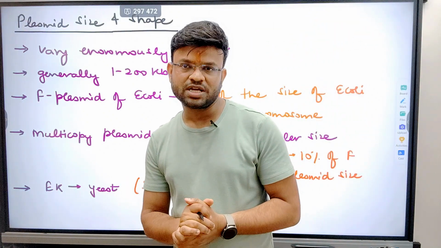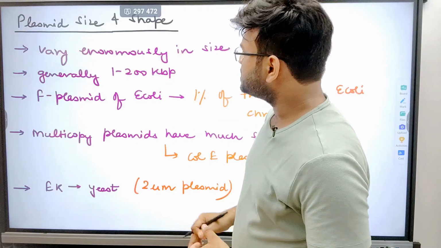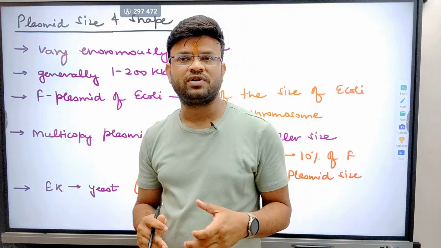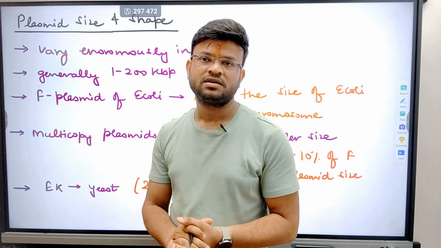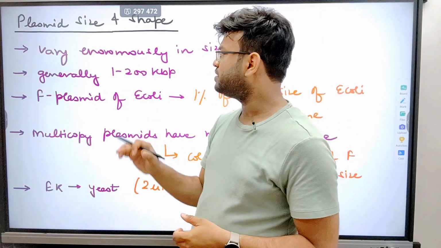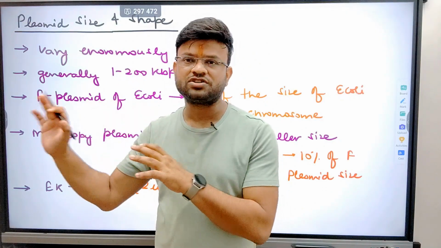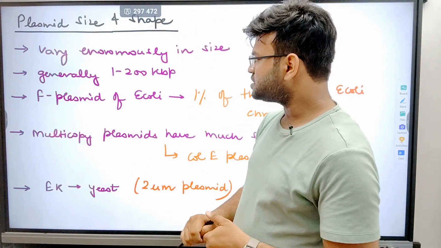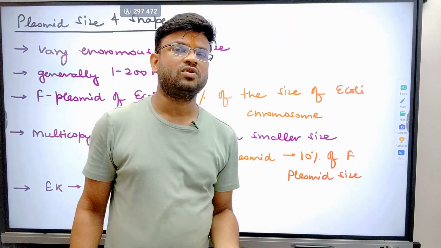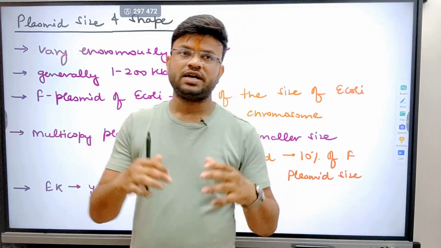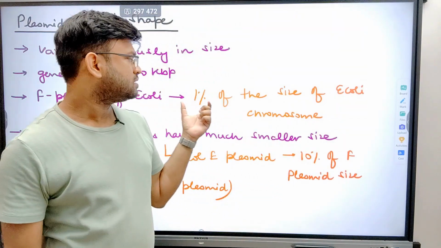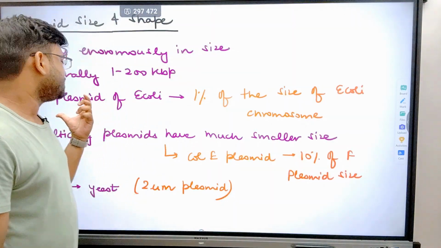What are the different sizes and shapes? The size basically varies enormously. From one bacteria to another bacteria, you will see a large variety of sizes present inside the different bacteria. The size of the plasmids ranges from 1 to 200 kilobase pair. This is the general variation of the size. Next, the F plasmid. If I talk about the F plasmid of the bacteria, it is around 1% of the size of the E. coli chromosome. I have already told you the size of the chromosome of E. coli, and 1% of it is actually the F plasmid.